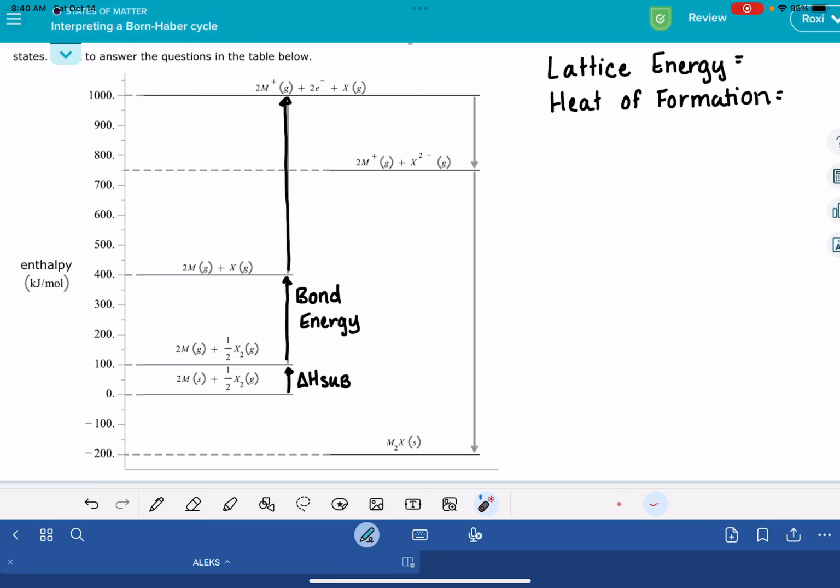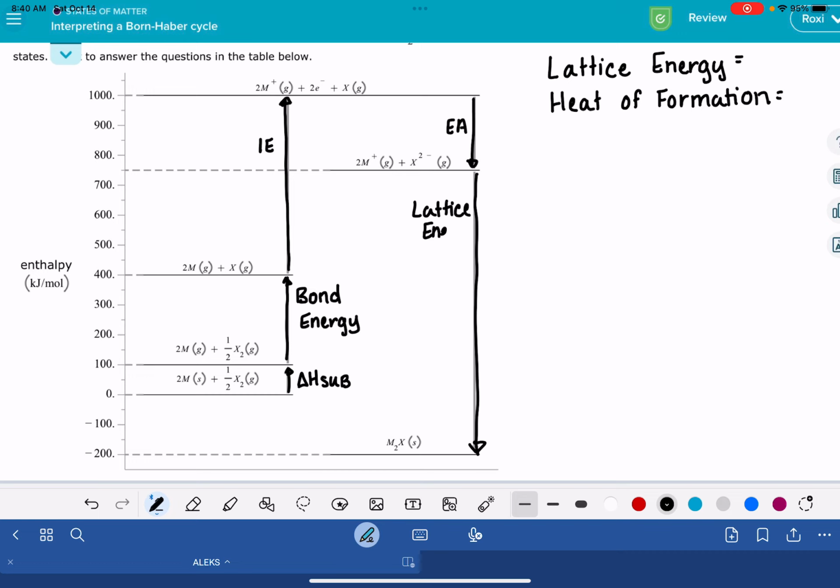Step number 3, which goes all the way to the top there. Don't get distracted by the dashed line. That's just to help you read that point on the axis. Step number 3, which goes all the way up to the top, is our ionization energy. Step number 4 right here is our electron affinity. And then the last step, number 5, is our lattice energy.